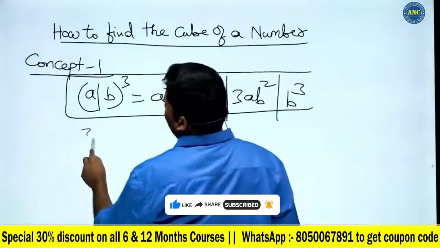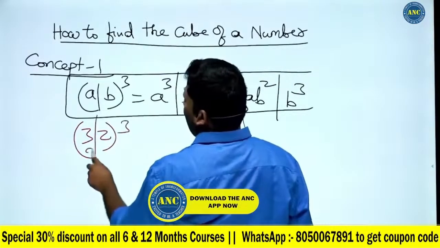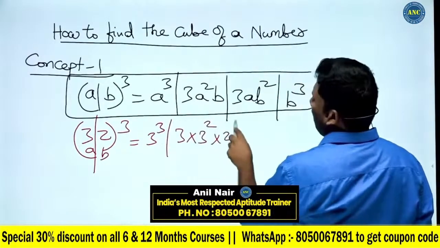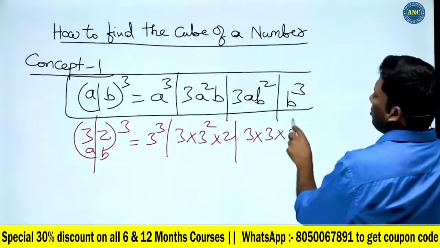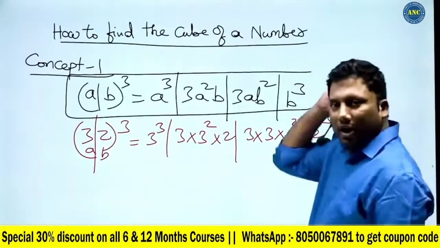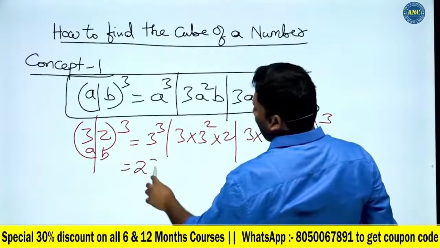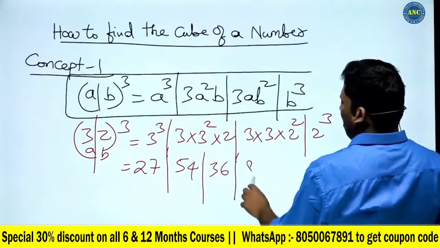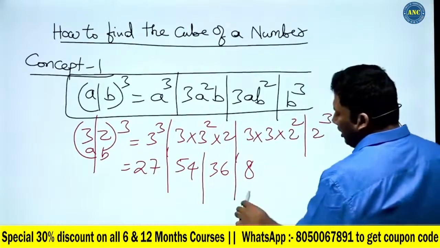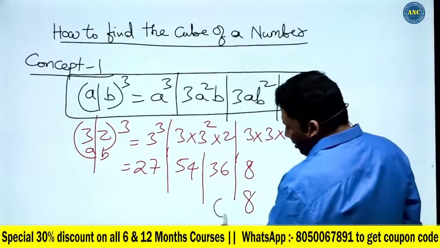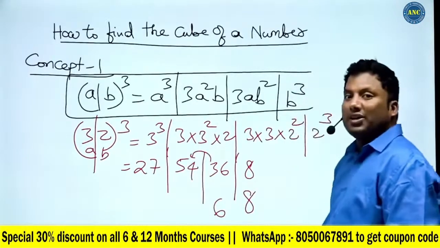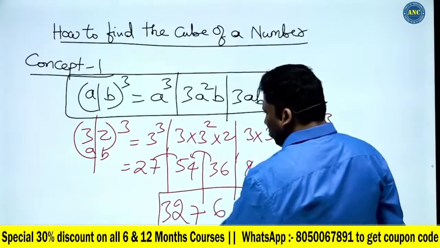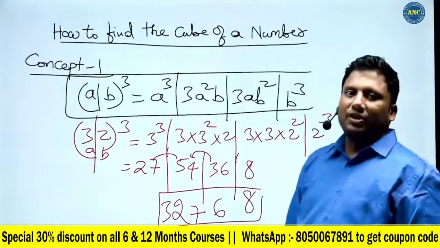Suppose, for example, 32 whole cube. A is 3 and b is 2. A cube. Next is 3a square b. And next is 3ab square. And the next one is b cube. Are you all with me? 3 cube is 27. 9 3s are 27, 2s are 54. 9 4s are 36. 2 cube is 8. Write down only the unit digit. 8. 6. 3 carried. 54 plus 3, 57. 7. 5 carried. 27 plus 5, 32. So 32 whole cube is 32768.